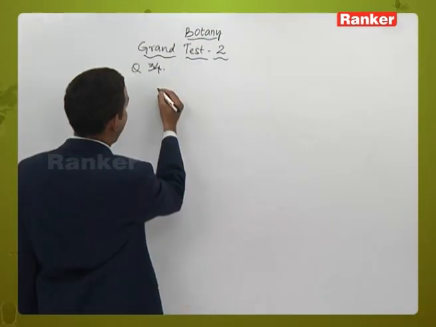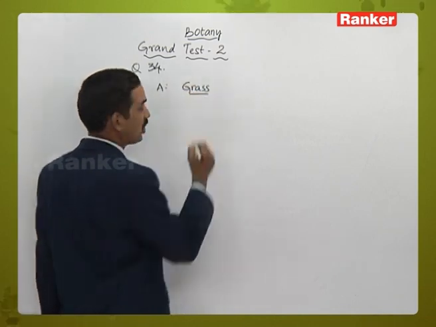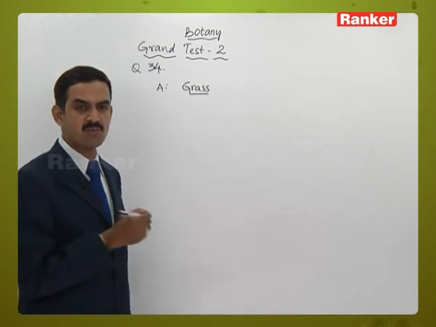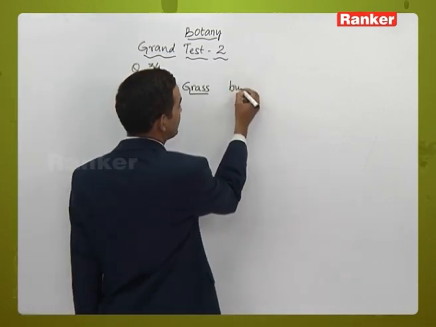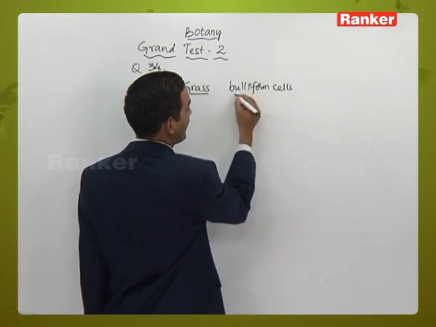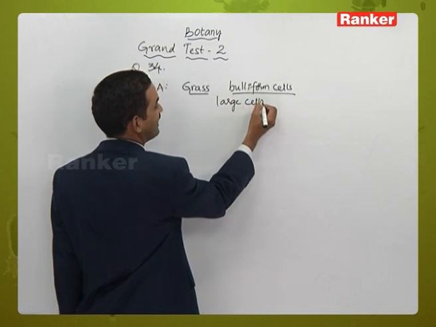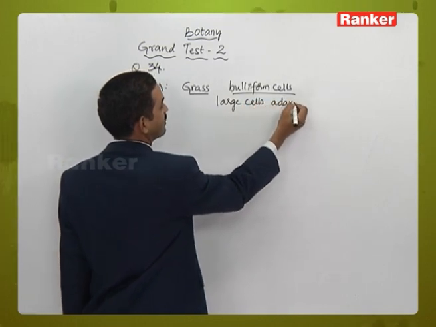Okay, here the assertion is related to the grass plant, that is a monocot. In monocots we know that bulliform cells are present. Bulliform cells are nothing but specialized large sized cells in the adaxial surface.